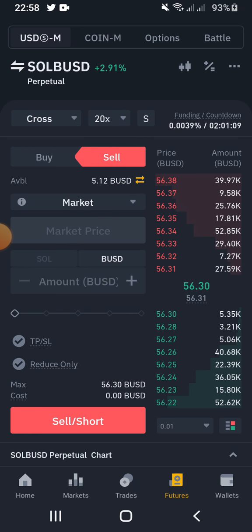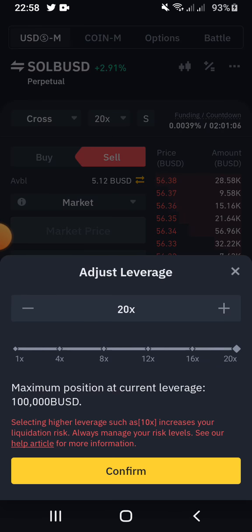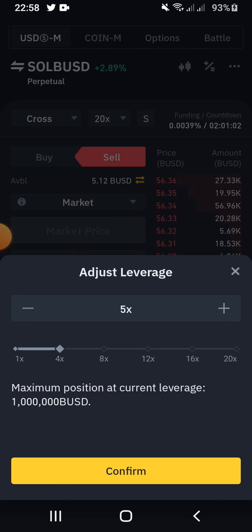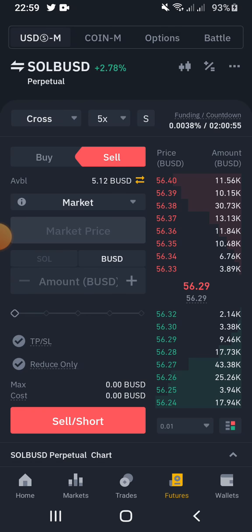You can decide to reduce the leverage if you want to reduce the leverage, or you can decide to increase the leverage if you want to increase the leverage. Whichever one that is convenient for you, you can decide to push through with it. The higher the leverage, the higher your risk, and also the higher your profit. The higher your profits you will be making.